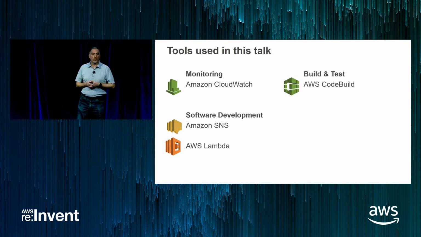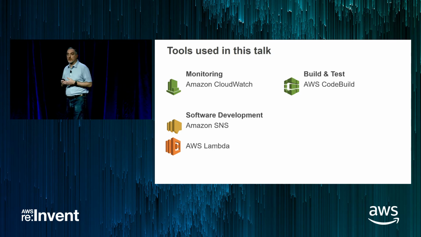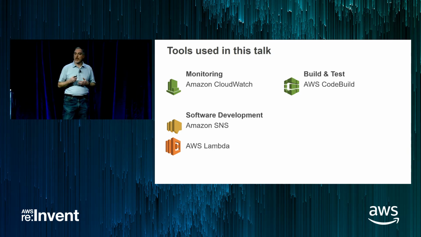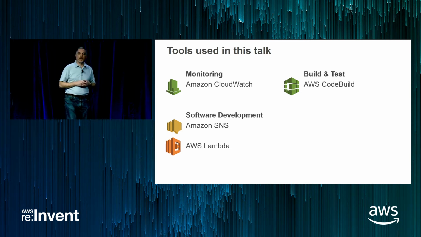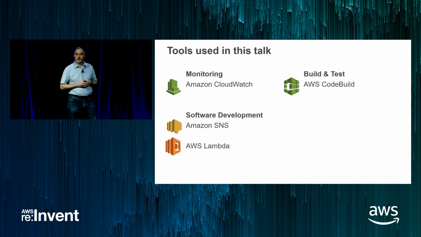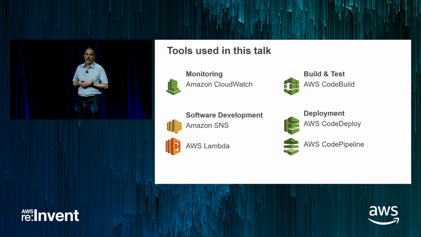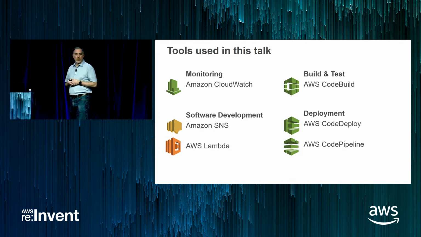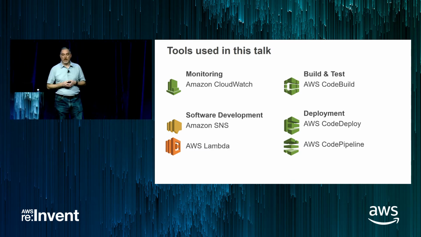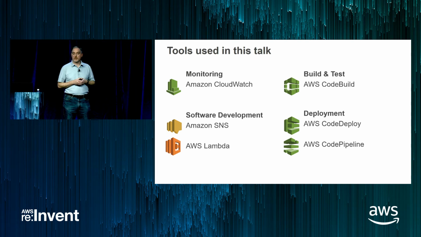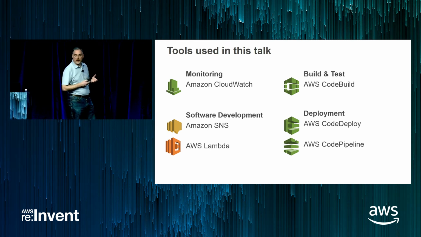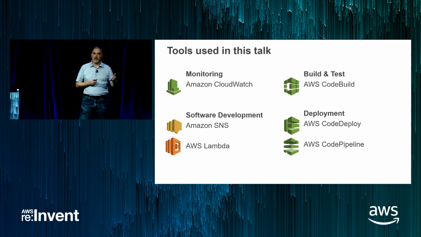We'll use Code Build as our fully managed build service where we're going to be able to compile our code and run our tests, and then package it in a form that's ready for deployment. And lastly, we're going to use some deployment tools to ship our code into production. We'll be using code deploy to deploy onto our EC2 instances. And then we're going to use code pipeline as our continuous delivery service that's going to automate that end-to-end process.